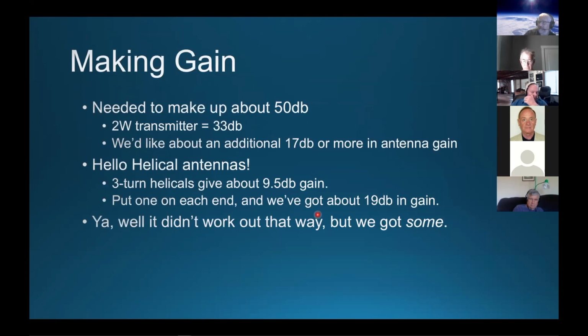Well, it's pretty easy to get to 50 dB when you start out by using a 2-watt transmitter. So I got 33 dB right there. And so taking that from 50, I needed about 17 dB more gain. So helical antennas, it's been sort of a theme in my life this year. 3-turn helicals in the calculator that we showed you in the previous presentation claim to give you about 19.5 dBi gain. So you think, if I put a helical on the transmitter and the receiver, I've got another 19 dB of gain right there. And bingo, I'm about where I need to be. Well, it didn't work out that way, but we got closer.